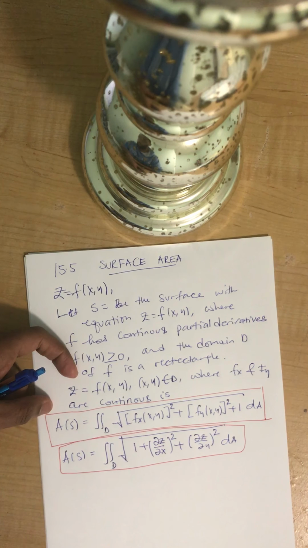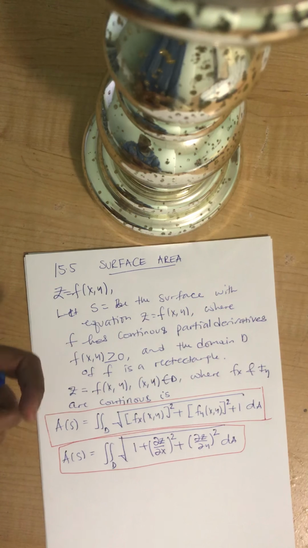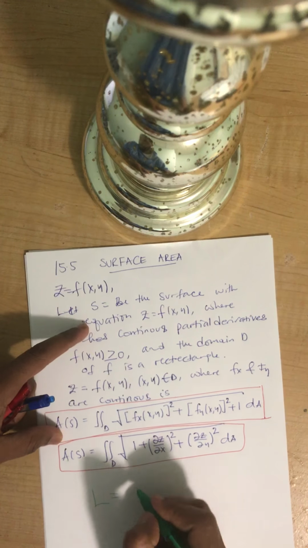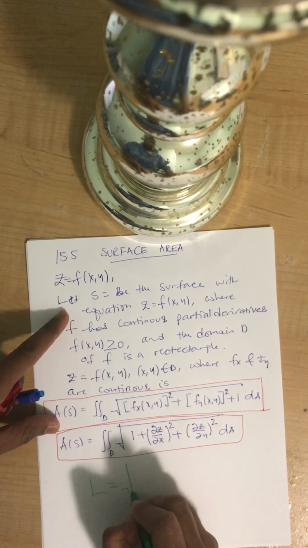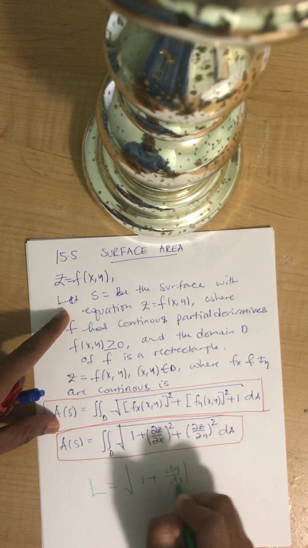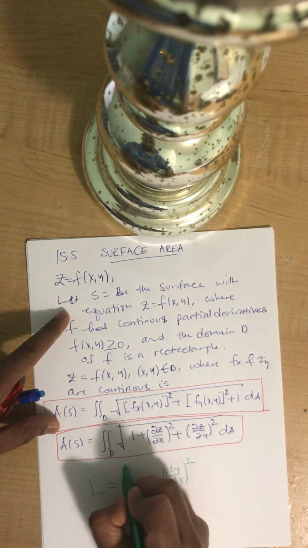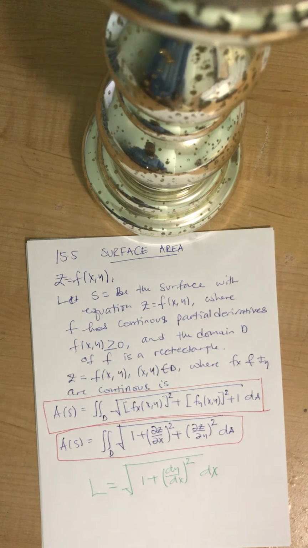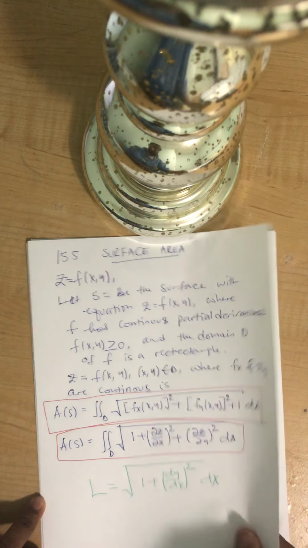So we notice here the similarity between the surface area formula in the above equation and the arc length formula, which is L equals the integral of the square root of 1 plus dy over dx, the whole square, dx. Alright, using these points, we're going to solve a problem now.